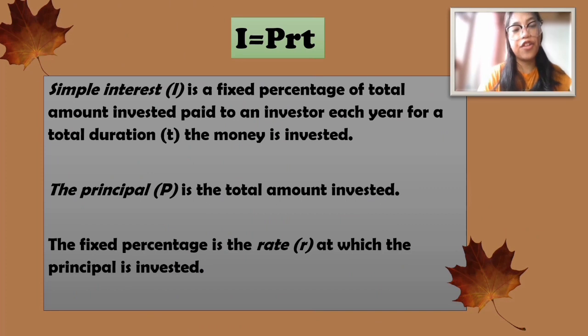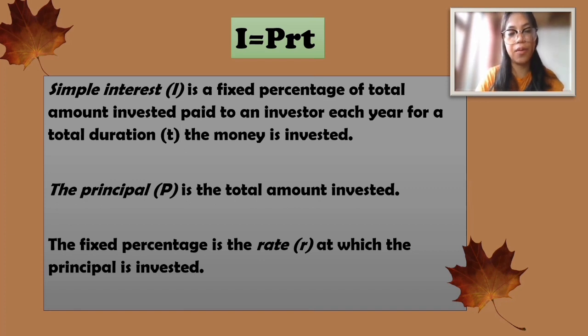These are the definition of the formula that we are going to use: I equals P times R times T. Simple interest, which is I, is a fixed percentage of the total amount invested, paid to an investor each year for the total duration T the money is invested. The principal, which is P, is the total amount invested. The fixed percentage is the rate, R, at which the principal is invested.